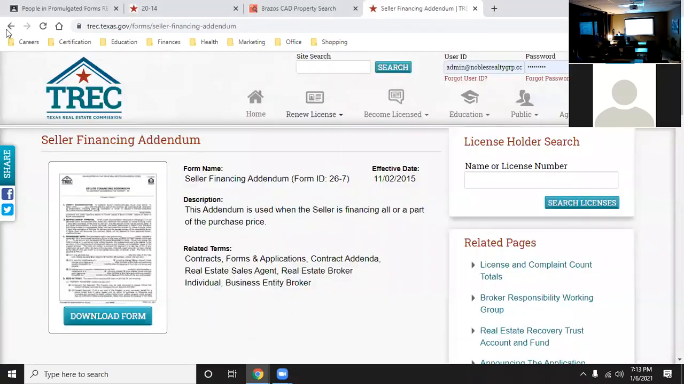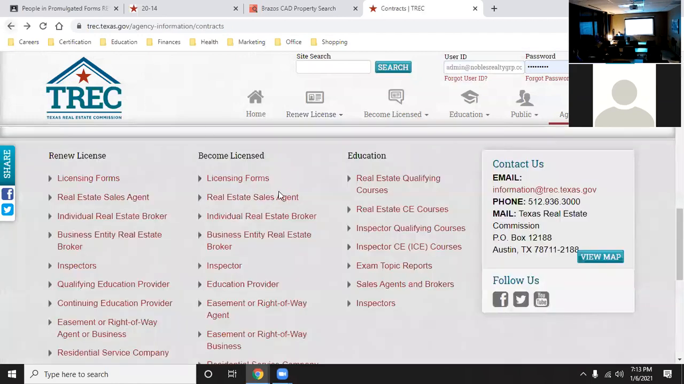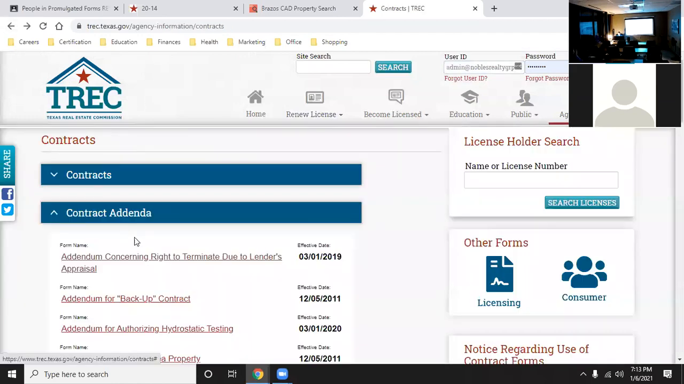This is how contract forms go. It's a lot of forms you've got to know. I promise you, it's taken a very long time. I promise you.